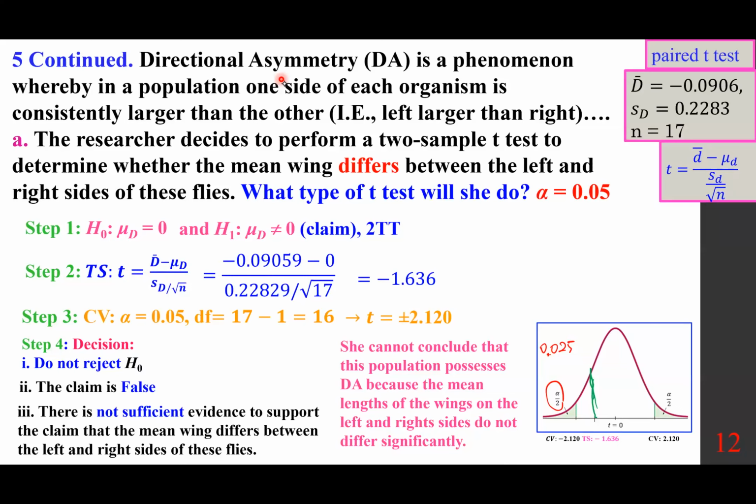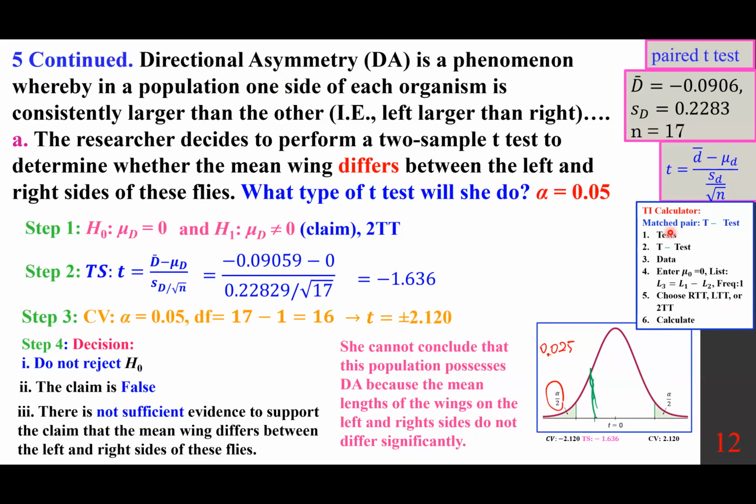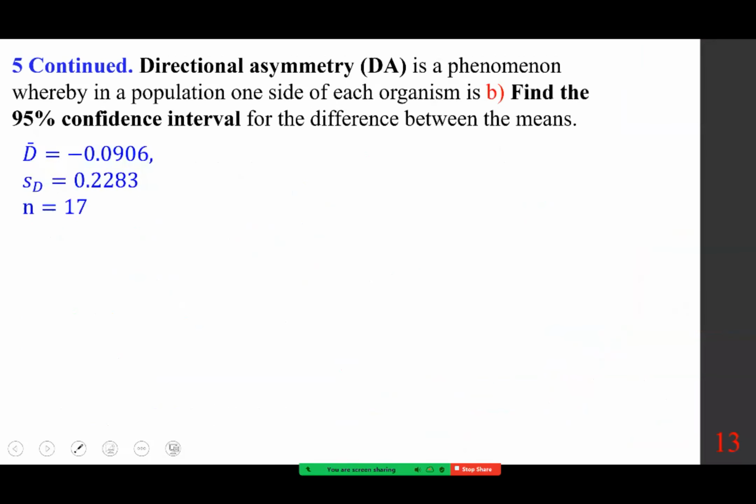You can always use technology, by the way. The technology that you would use is the t-test, but for one population. So if you use that t-test and you plug in, you can put matched pair t-test, enter mu sub 0 equals 0, list L3, which was L1 minus L2, choose right tail test, left tail test, or two tail test, and calculate. So that's basically what happens. I'm going to leave it for you to try the technology.